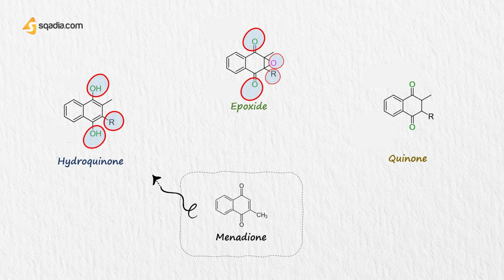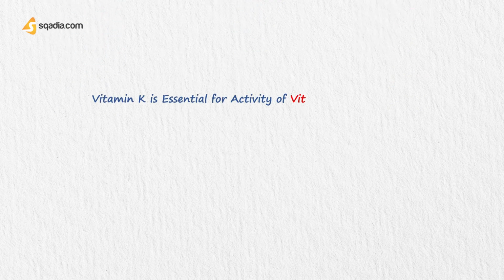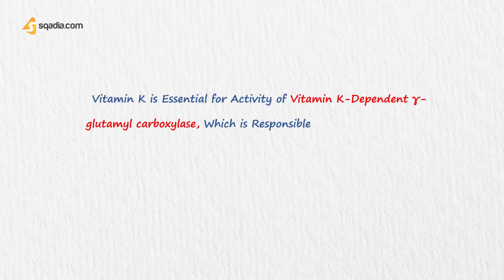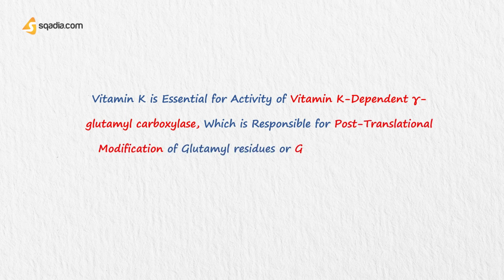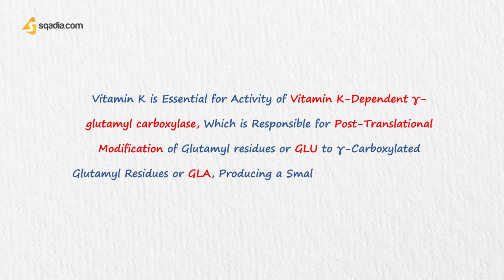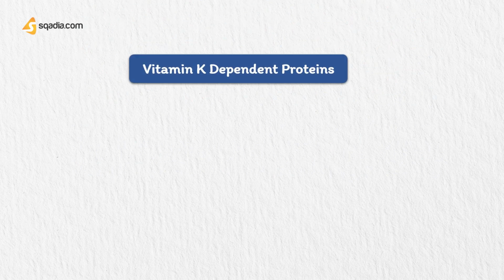Before moving into biochemical functions of vitamin K, let's discuss the vitamin K epoxide cycle. Vitamin K is essential for the activity of vitamin K-dependent gamma-glutamyl carboxylase, which is responsible for post-translational modification of glutamyl residues, or GLU, to gamma-carboxylated glutamyl residues, or GLA, producing a small family of vitamin K-dependent proteins, or VKD proteins. Well, let me make it easy for you through the vitamin K epoxide cycle.